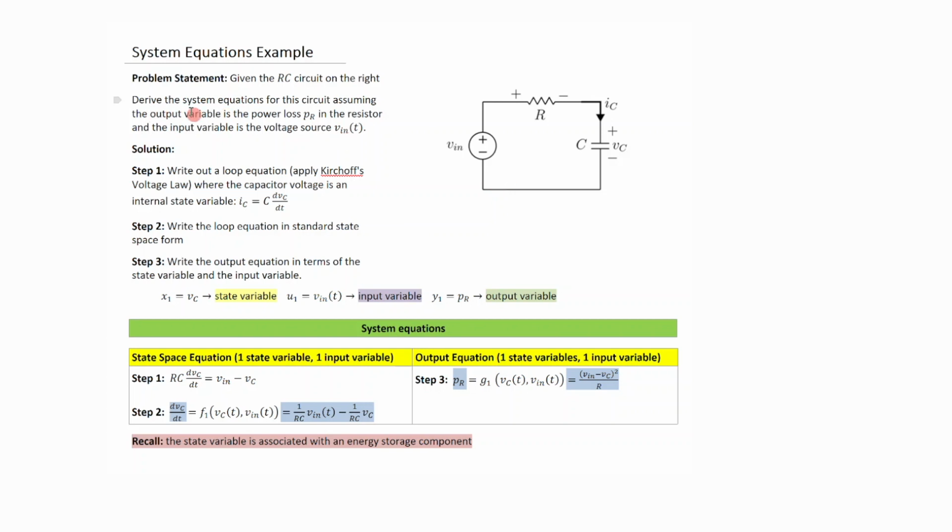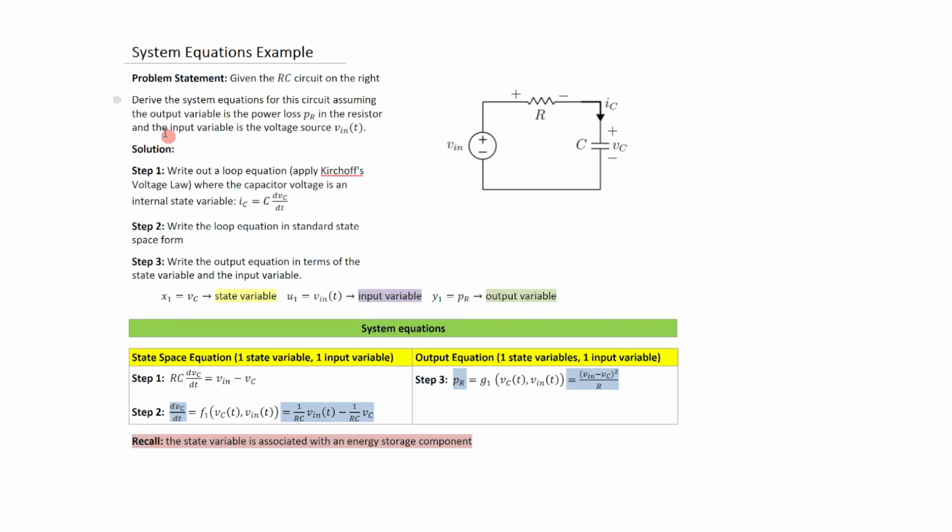These are consistent with the way circuit theory does the labeling. And we want to derive the system equations for this circuit, assuming the output variable is the power loss PR in the resistor. That's the power dissipated in this resistor. And the input variable is the voltage source Vin(t) right here. So output is PR, input is Vin.